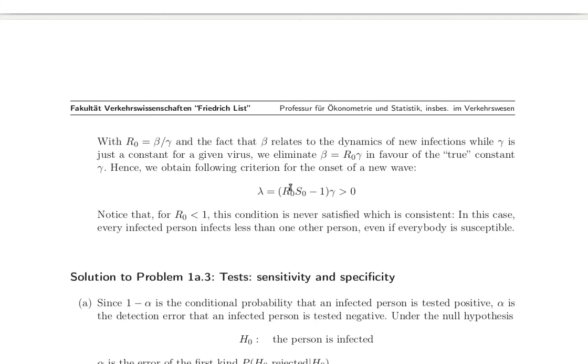Notice that in this, if you have a big wave already running until it died out with R0, the susceptible fraction will be much lower than with S0.